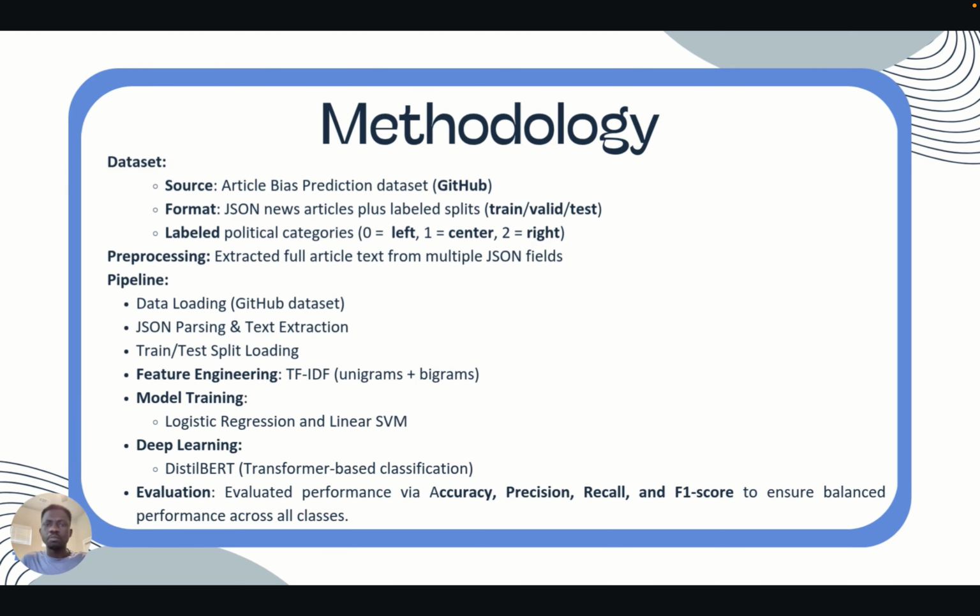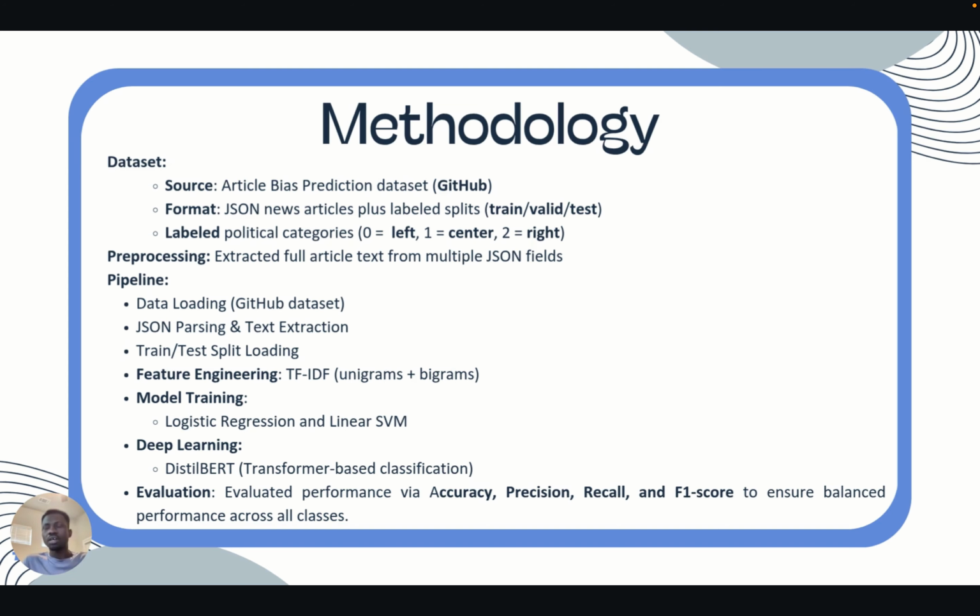Our methodology follows a complete NLP pipeline from raw data to final prediction. We use the article bias prediction dataset from GitHub, which contains around 37,000 labeled news articles categorized as left, center, or right, using numbers to represent the left, the center, and the right. Our dataset was stored in JSON format. We first extracted the full article text by combining fields like the title and the content. To connect with our code, we implemented a custom function to clean and merge the fields into a single text input.